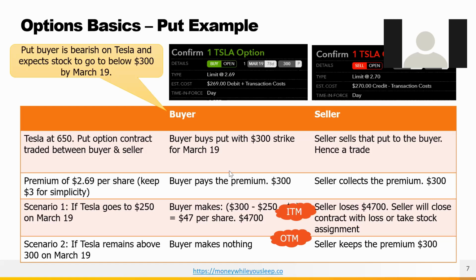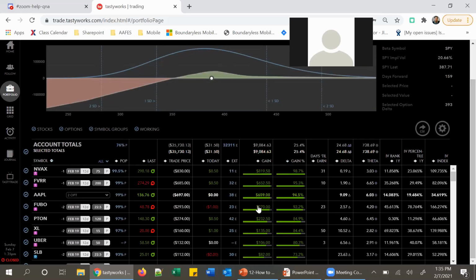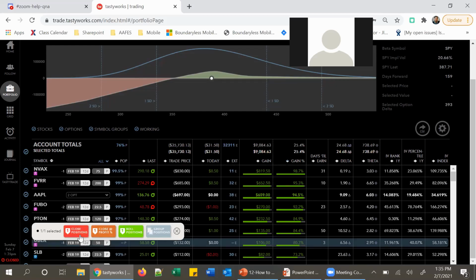So let me show you an example, guys. Somebody was asking me about closing the contract. For example, I have already sold these puts. Let's take the example of Uber. So I sold a put for Uber, right? Uber's current price is 58.58, and I have sold a put of $50. I am already making 80% profit here. It's going to expire on Feb 19th. So if I want to close it, I can close it today itself.